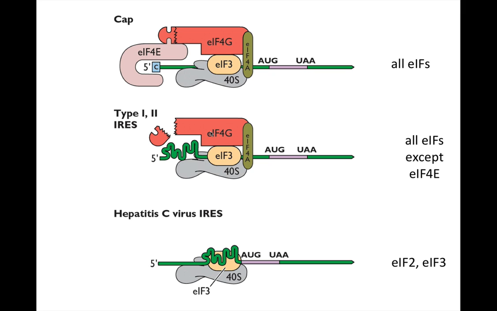And of course, once you have 4G binding, you can get the 40S subunit in by those protein-protein interactions that we talked about before. So these kinds of viruses require all the eukaryotic initiation factors, but not EIF4E, which is the one that contains 4G and 4E. The significance of this broken N-terminus will be apparent in a bit. And then we have the Hep C IRES, where the 40S subunit binds directly to the RNA, and the only initiation proteins you need are EIF2 and EIF3.